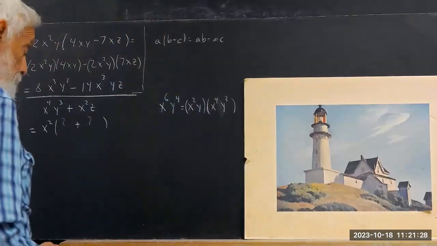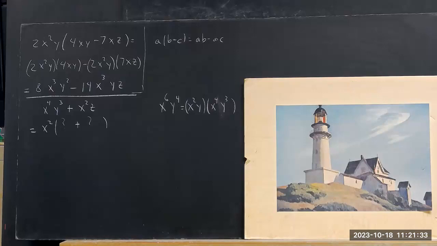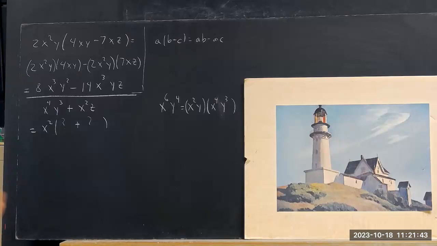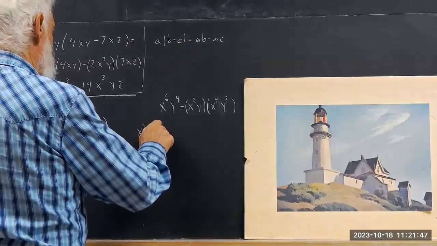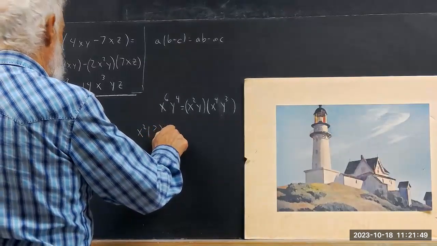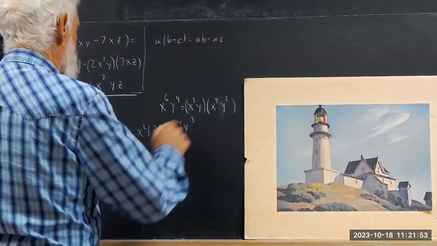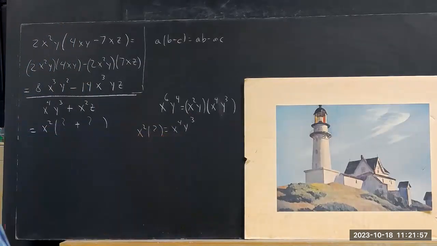Okay. Now over here, what would we multiply by x squared to get x to the fourth, y to the third? That's what goes here. So we can even make a note here: x squared multiplied by what equals x to the fourth, y to the third. What we need in here in order to get this.